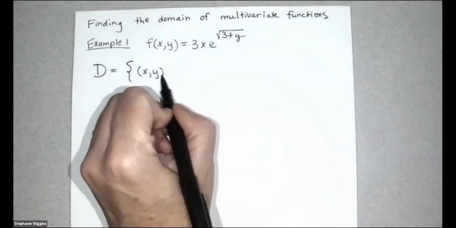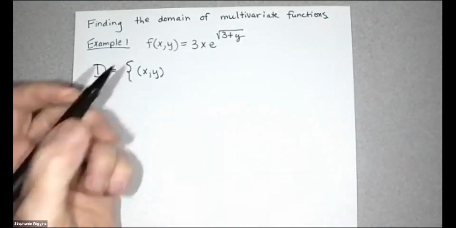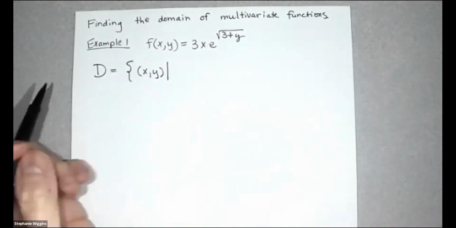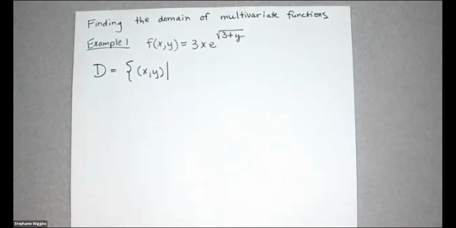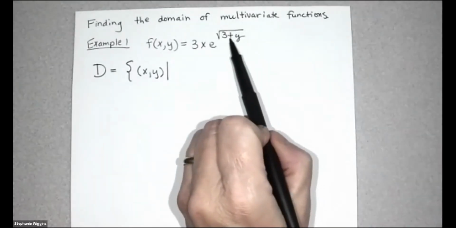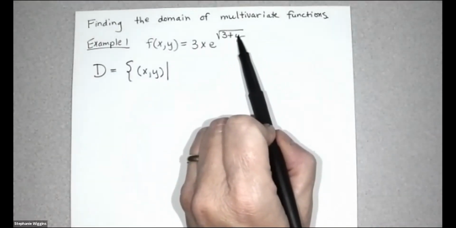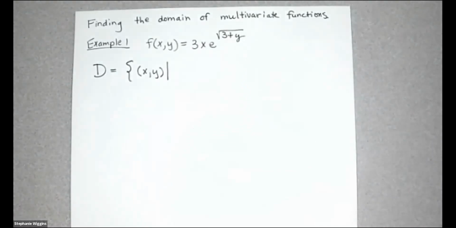We say all the ordered pairs x, y, such that, so basically all real numbers would work except what causes 3 plus y to be negative. We can't take the square root of a negative number.